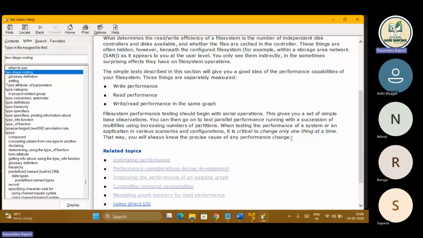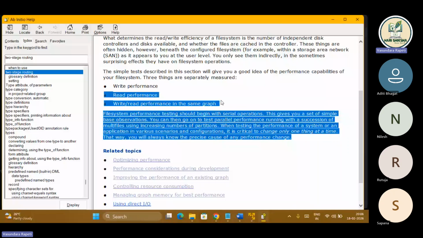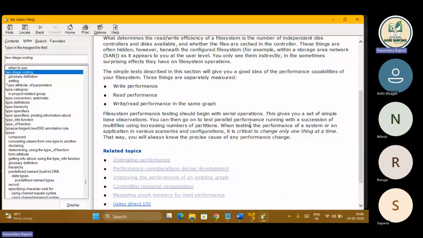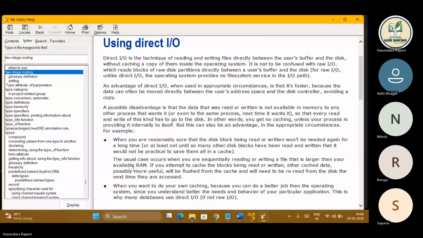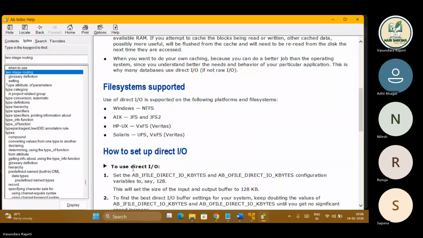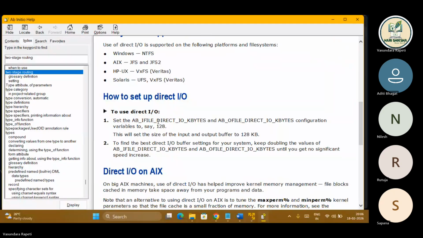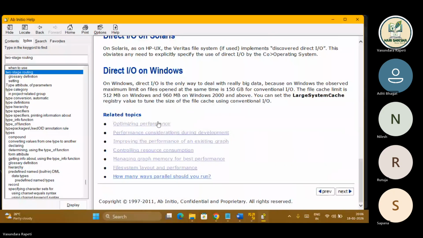But for input output file operation, we need to see how we can check it: by one successive run serial, then increase to two-way, then four-way, and see how the graph is performing based on that. Next, using direct input output. So, I'm not going to go into this much detail.